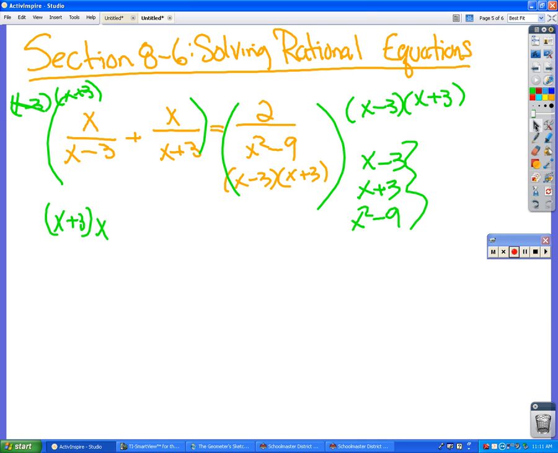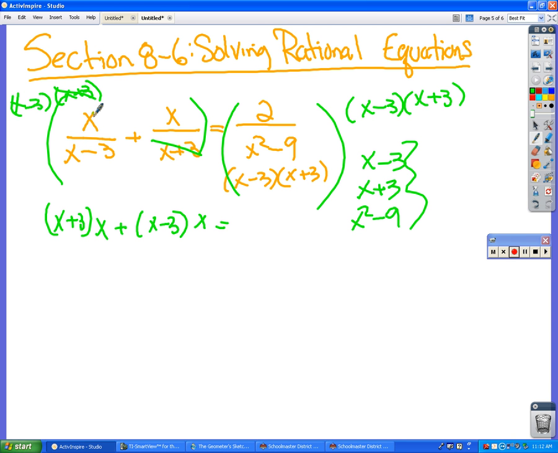Okay, so now when I continue distributing this and multiply it by x times x plus 3, the x plus 3's cancel, and what am I left with? X minus 3 times x. Right. So this can be plus x minus 3 times x. That makes sense. So the first time when I multiply these two things times the x over x minus 3, the x minus 3's canceled and left me with an x plus 3 and an x.